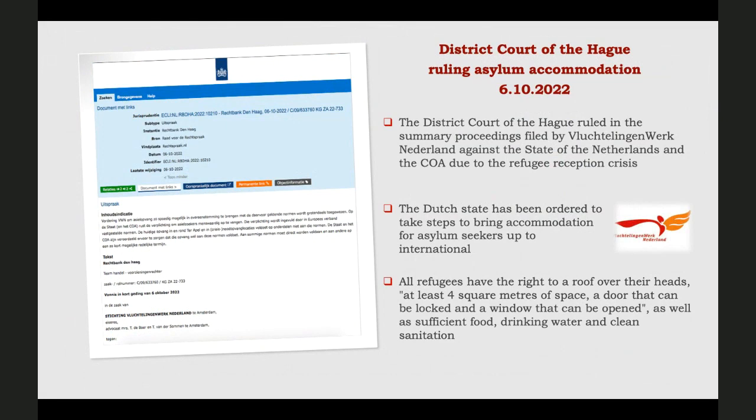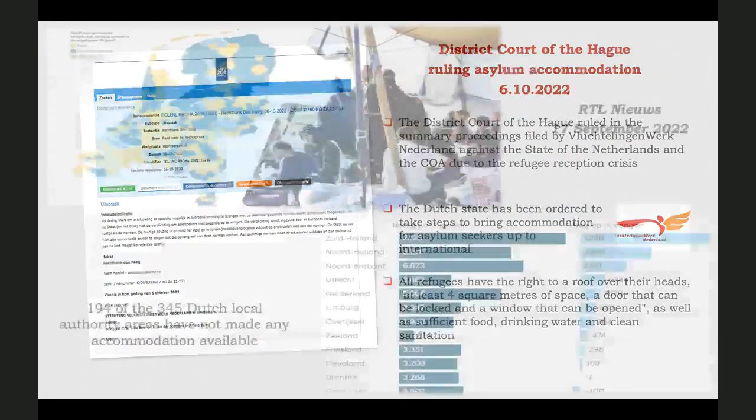But what the court said is that refugees are entitled to at least 4 square meters of space, a door that can be locked, and a window that can be opened, as well as sufficient food, drinking water, and clean sanitation. Well, basically, a roof over their head to safeguard all this.